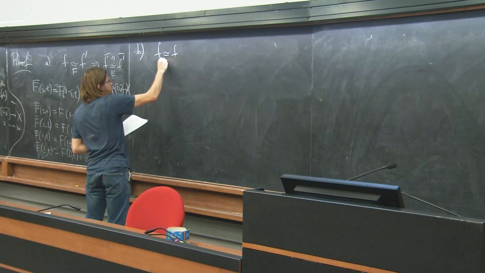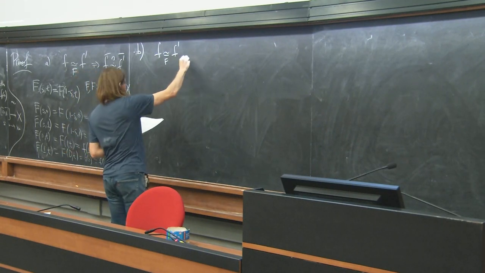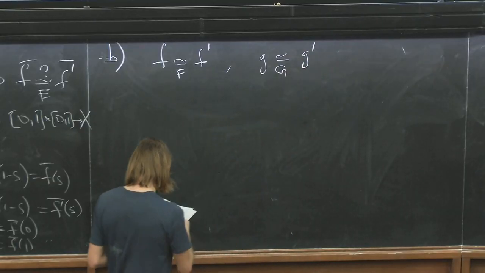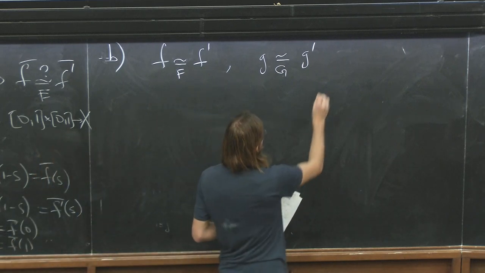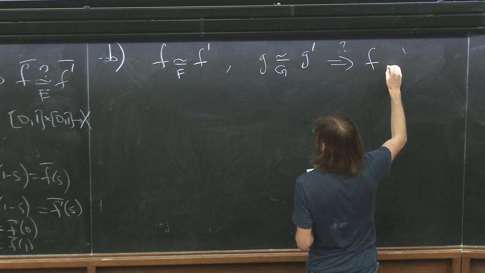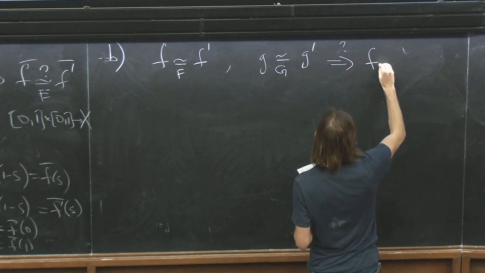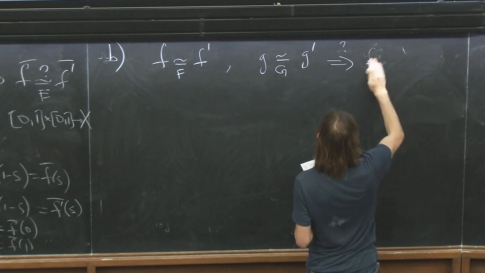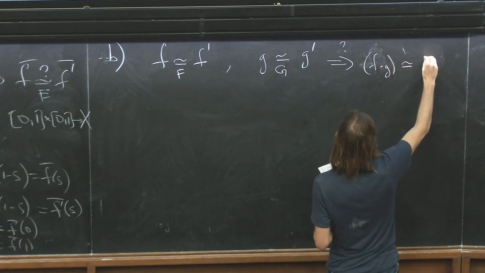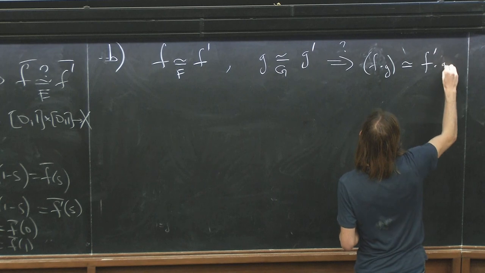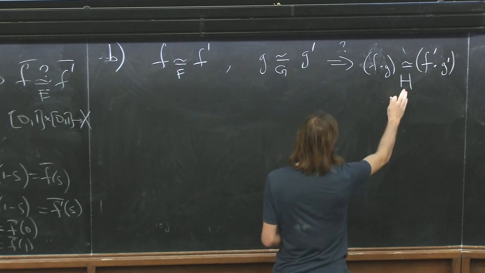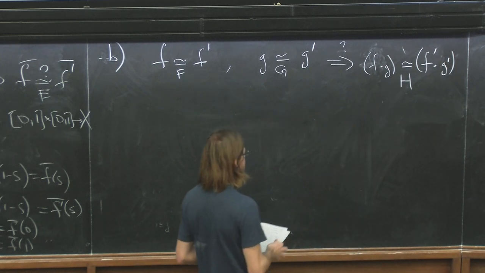Now assume there is a homotopy F between F and F prime, and also a given homotopy G, capital G, from G and G prime. And we need to check if it follows that the composition of G and F is homotopic to the composition of F prime, G prime. So we will show this if we find some explicit homotopy H here.